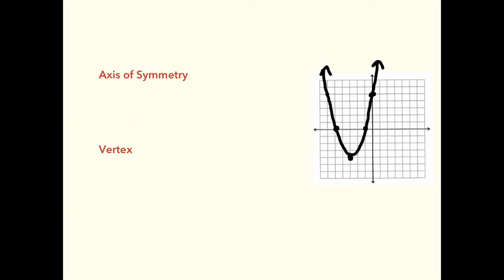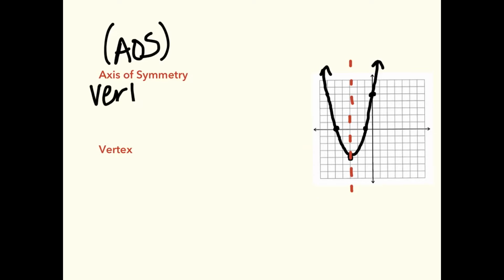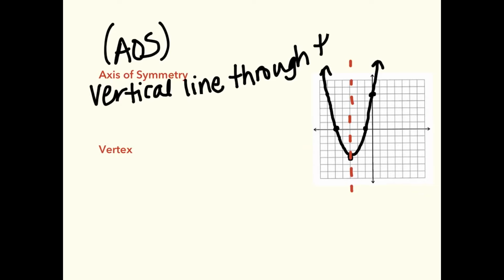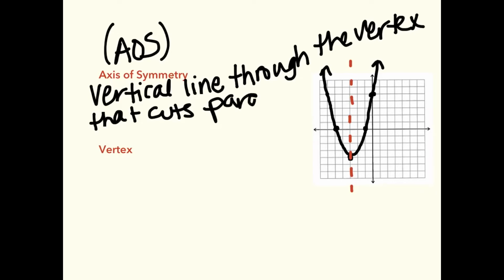Now the axis of symmetry, you'll also see it written as AOS, and it refers to the vertical line that's going to cut right through the parabola in the middle. It cuts it into 2 equal halves. You'll see over here that that's the line that cuts it right in half. So I'm going to write: axis of symmetry is the vertical line through the vertex that cuts the parabola into 2 equal halves.